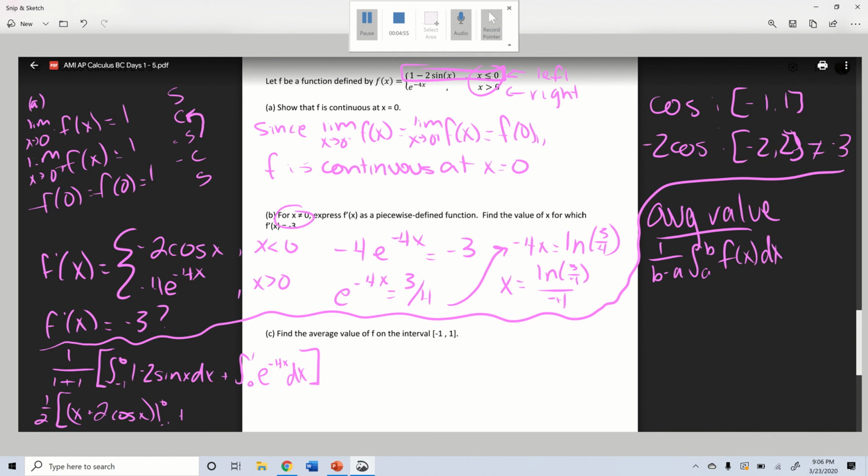Now we just did a derivative of e to the -4x. The derivative of e to the -4x puts a -4 out front. So that means the integral is going to put a negative 1/4 out front, and we'll evaluate that from 0 to 1.